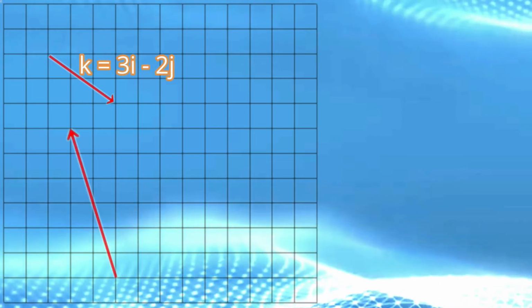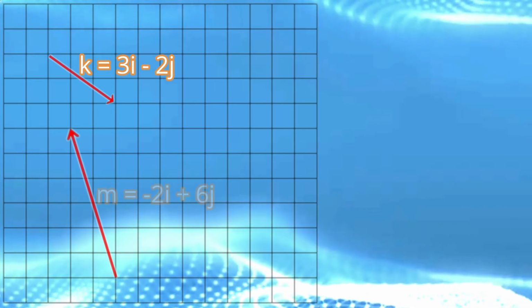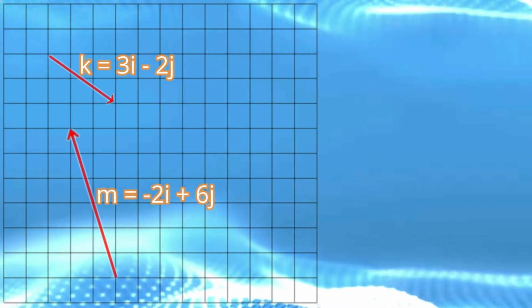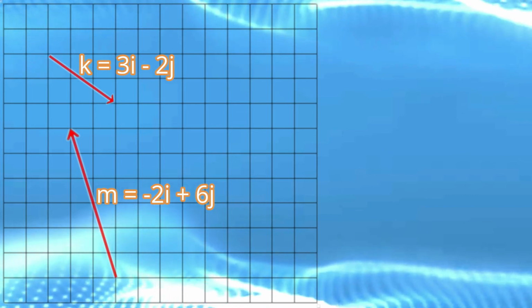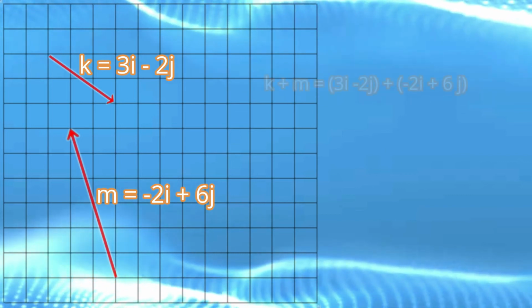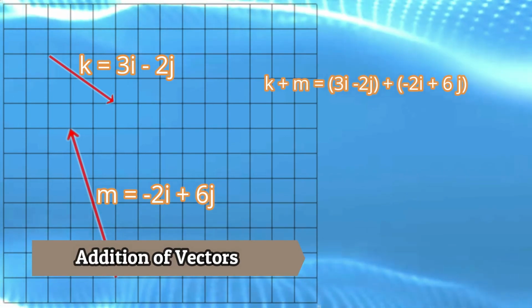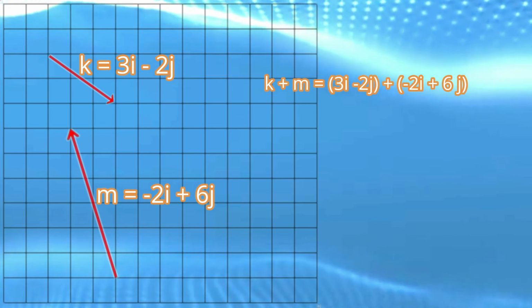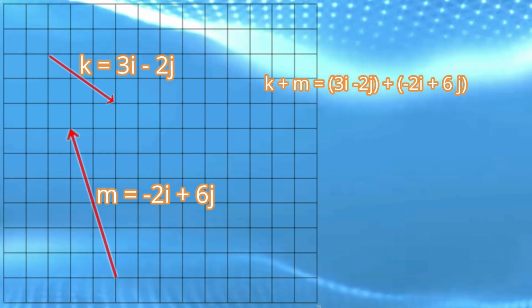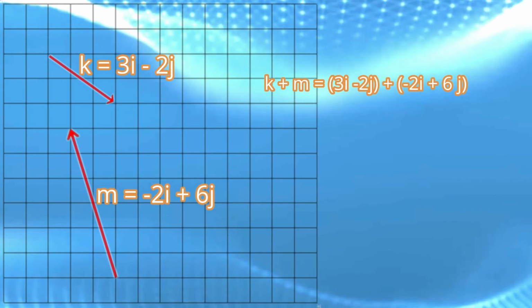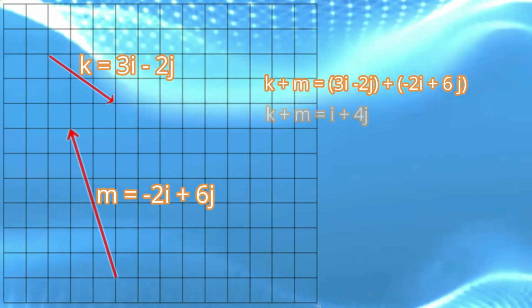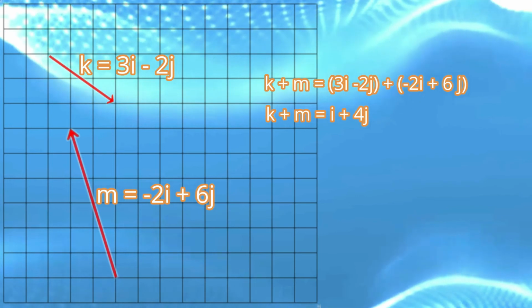Assume that the first vector is vector k. Vector k is 3i minus 2j because it's 3 units to the right and 2 units downward. And the second vector, vector m. Vector m is negative 2i plus 6j because it's 2 units to the left and 6 units upward. k plus m is 3i minus 2j plus negative 2i plus 6j. In order to do addition of vectors, you add the i's and you add the j's. So you will get k plus m equal to i plus 4j.